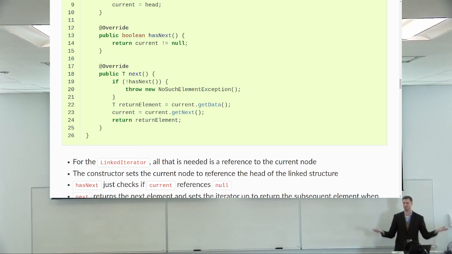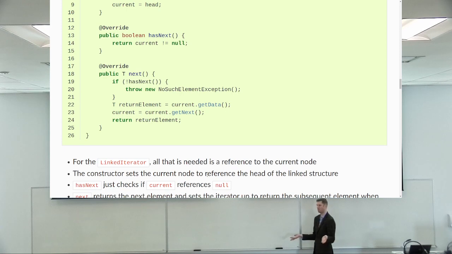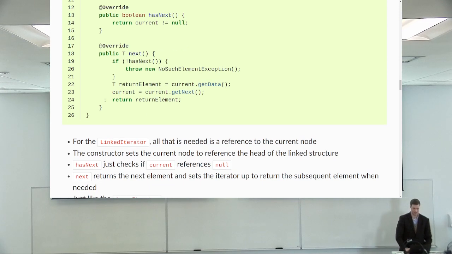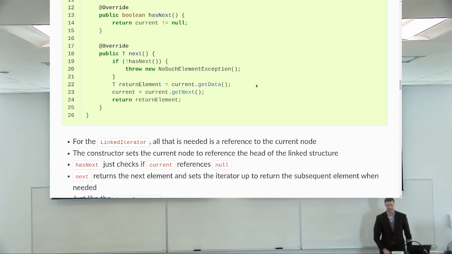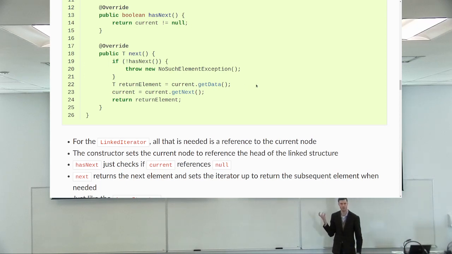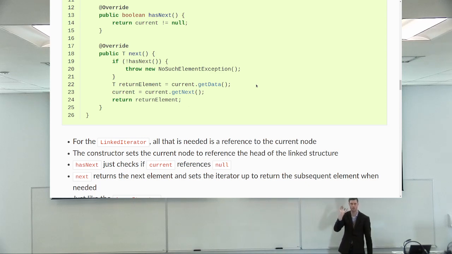hasNext is, does current reference null or not? If it does reference null, there's nothing. If it doesn't reference null, well then it does have a next. And then next, well, if it doesn't have a next, throw an exception. Otherwise, get current's data. Then current references current's next. That's the step. And then return the data. That's it. It didn't modify anything in there. All it's doing is getting the data it wants to return and making that step.